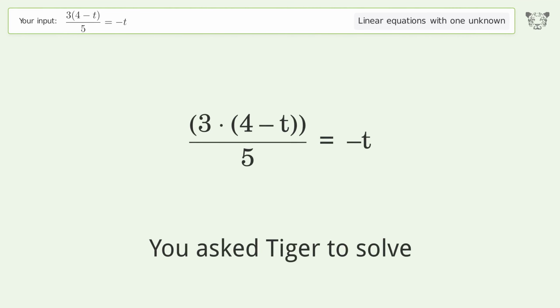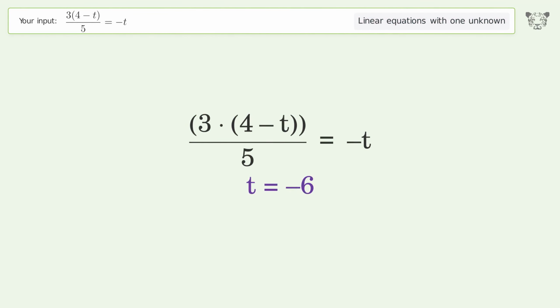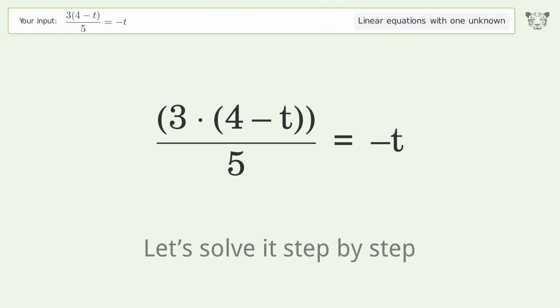You ask Tiger to solve. This deals with linear equations with one unknown. The final result is t equals -6. Let's solve it step by step.